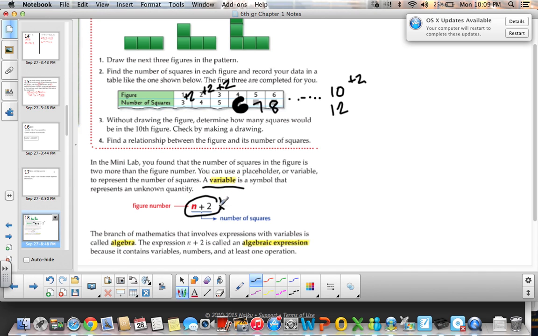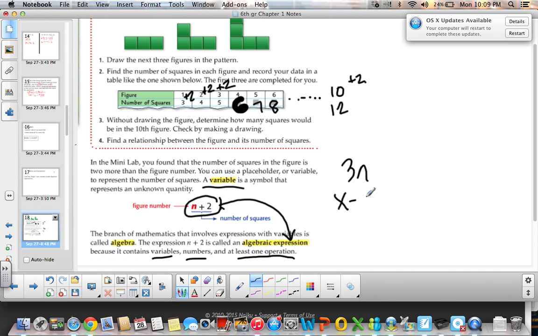is what we would call an algebraic expression. Okay, so that's something important that you should write down. An algebraic expression contains variables, numbers, and at least one operation. An expression does not have an equal sign. It is just one-sided, no equal sign at all. So n plus 2 or 3n would be an example of an algebraic expression.